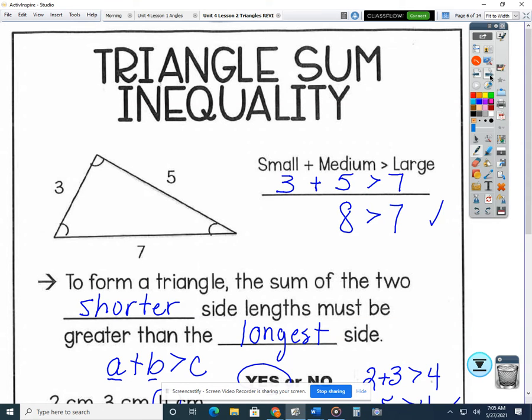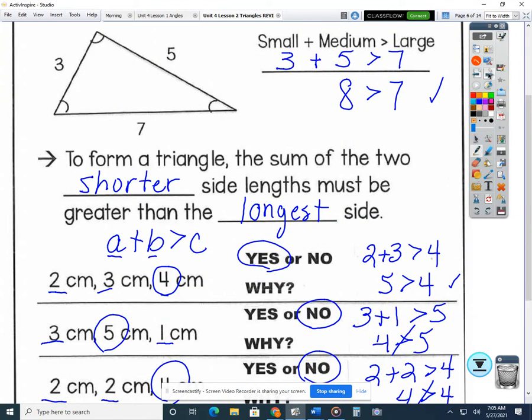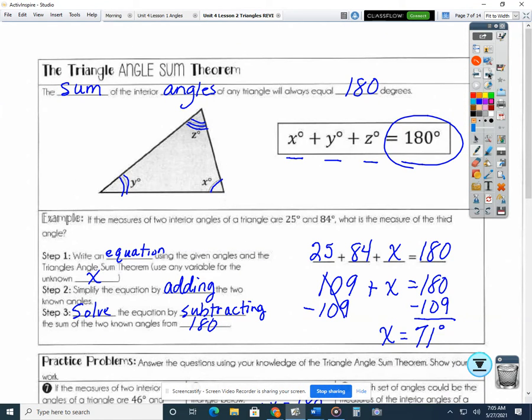Below that, also on page 89, we had more practice problems, both front side and back side. And now on page 90, that brings us to our other theorem dealing with triangles. This is our triangle angle sum theorem. This one tells us that the sum of the interior angles of any triangle will always equal 180 degrees.